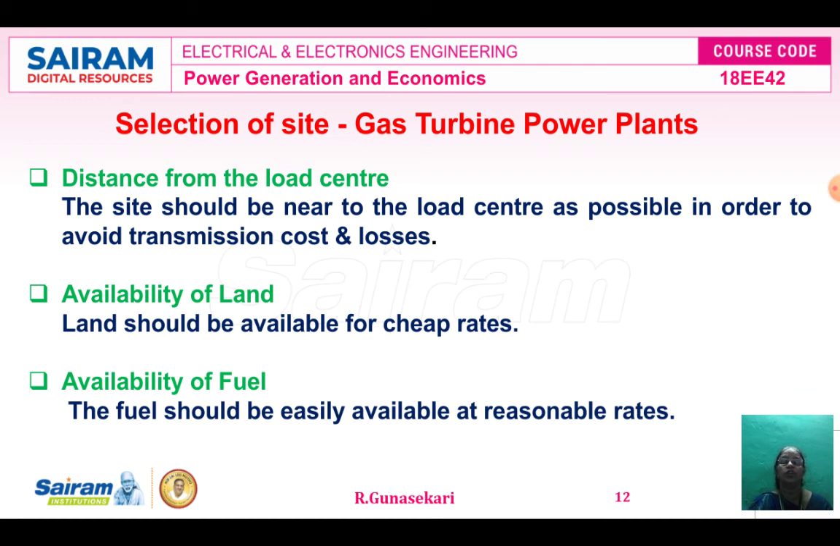If it is located far away, the transmission cost and the transmission losses are more. So therefore the gas power plant is located near the load center, then we avoid the transmission losses and the transmission cost. Then availability of land: we have to purchase the land at a cheap rate only, that is, the land should be available at cheap rates.